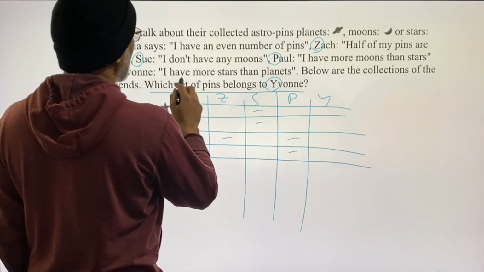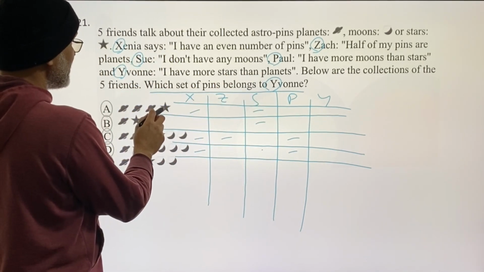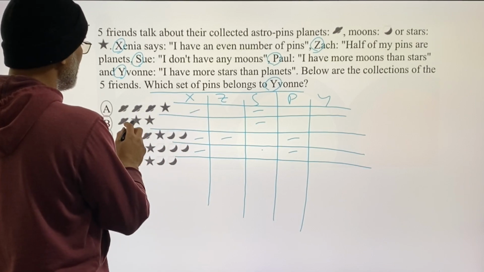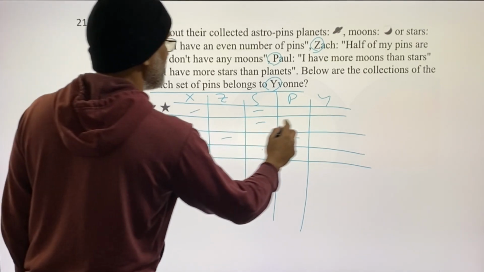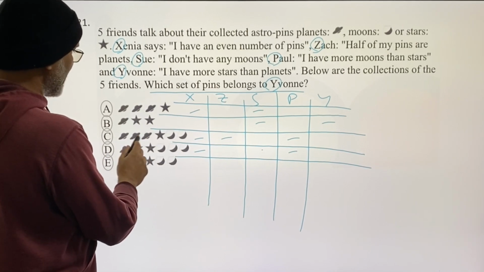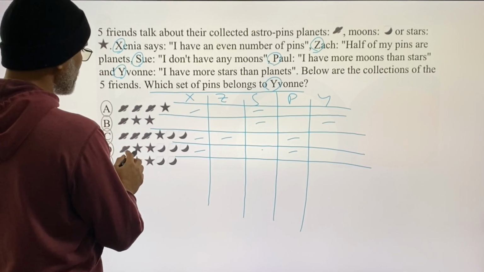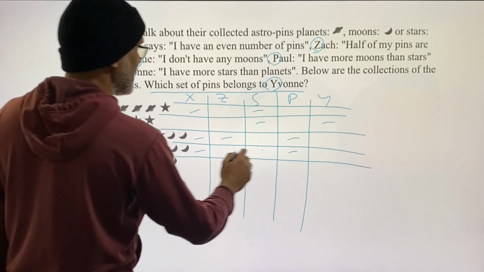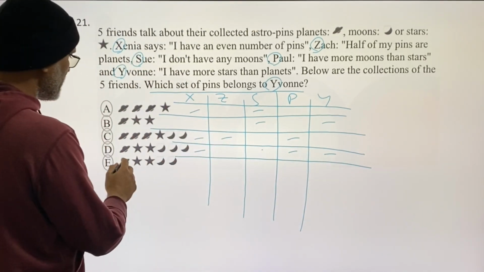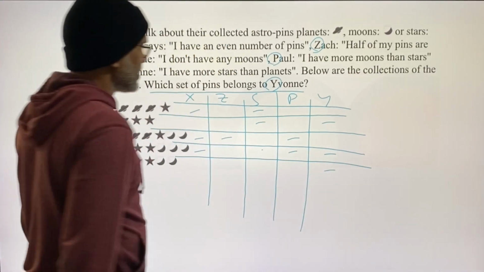Yvonne says, I have more stars than planets. So this is not possible. More stars than planets. All right, so this is a possible choice. More stars than planets? No. More stars than planets? Yes, this is a possible choice. More stars than planets? Yes, this is also possible for this.